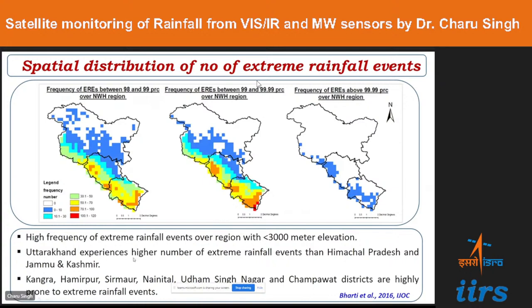Uttarakhand experiences a higher number of extreme rainfall events. You can see this spatial distribution of the number of events. So Uttarakhand is a region which is more vulnerable to extreme rainfall events than Himachal, Jammu and Kashmir, and Ladakh. Kangra, Hamirpur, Sirmaur, Nainital, Udham Singh Nagar and Champawat are the districts which are highly prone to extreme rainfall events in the northwestern Himalayan region.